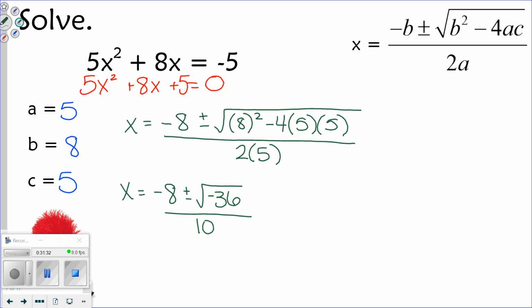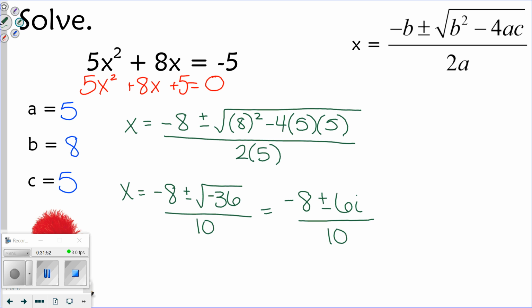All right, so clean this up next. So negative 8 plus or minus, what is the square root of negative 36? It's 6i. Don't use your calculator. Error. The square root of 36 is 6, and you've got to pull the i out with that negative.